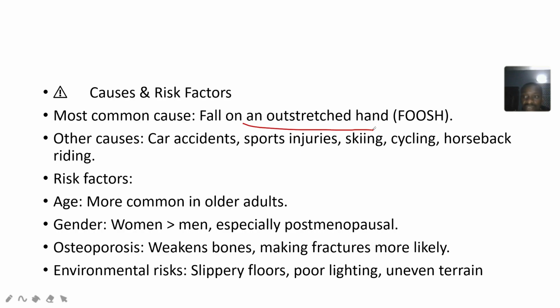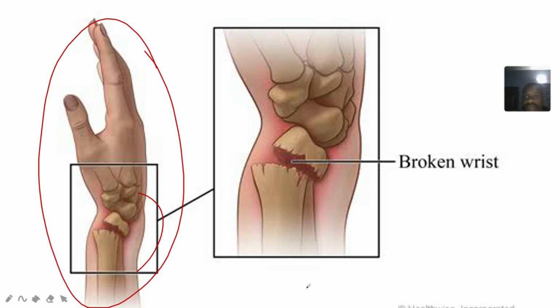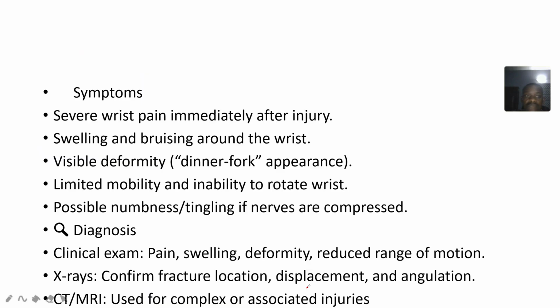also your age. With advancing age, of course, you have weaker bones. It is more common in women than men. Then also osteoporosis, where you have weak bones, making fractures more likely to occur. Then environmental factors: if you live where there are slippery floors, poor lighting, and all of that, it makes it much easier for you to have these injuries.